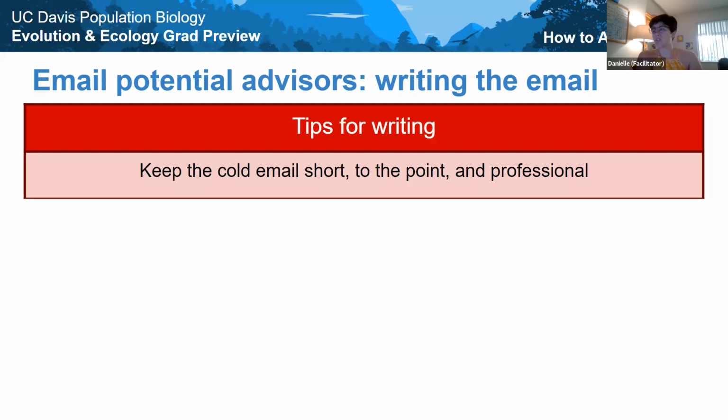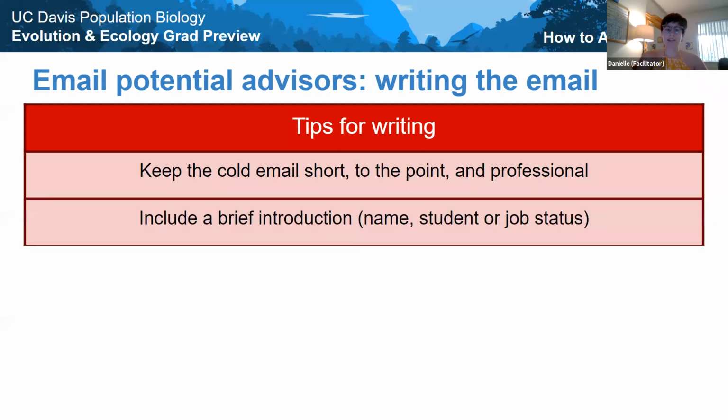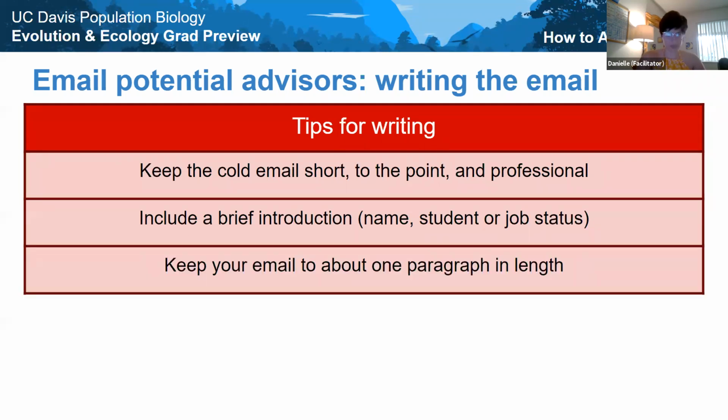So here are a few extra tips for writing this email. First, you want to keep this email short, to the point, and professional. This should be clear and concise, and specify at the front of the email that you are a prospective grad student interested in their lab. You can do that by including a brief introduction of your name and student or job status, so they know a little bit of background about you.